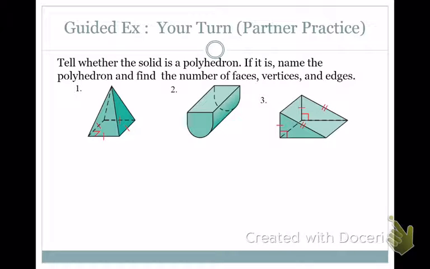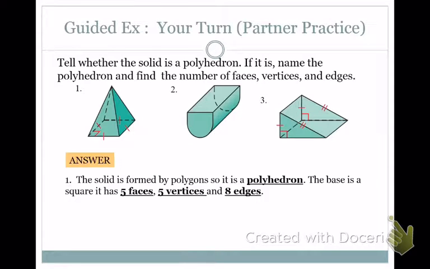All right. So number one, it is a polyhedron. It's a square pyramid. Has 5 faces, 5 vertices, 8 edges. Any questions on that one?